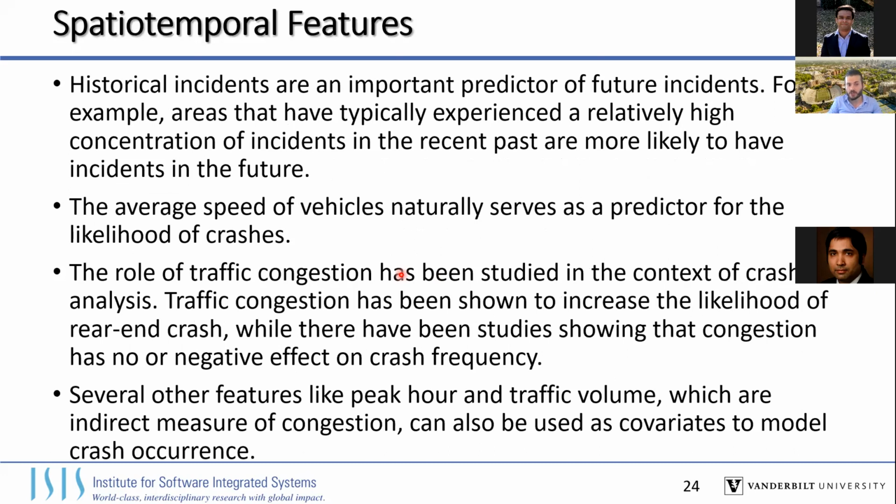And then we have spatiotemporal features. The most important one is the historical data. Historical data can give us the most amount of information for the future. If a segment is historically dangerous, most likely in the future it will also be dangerous. The average speed of the car, or congestion or traffic features, can also be important. And in particular for the severity of the incident, the speed is important.